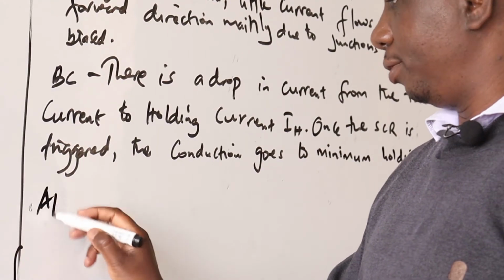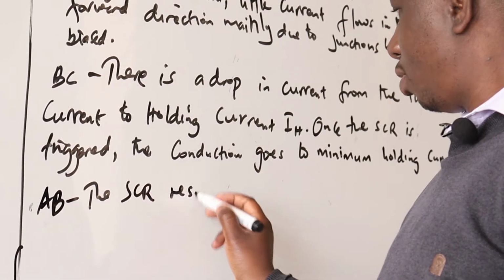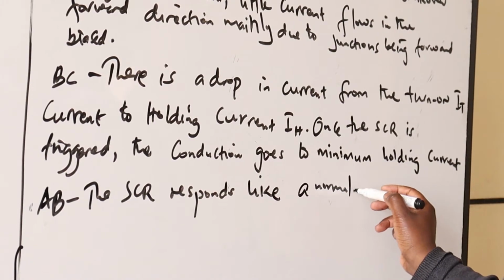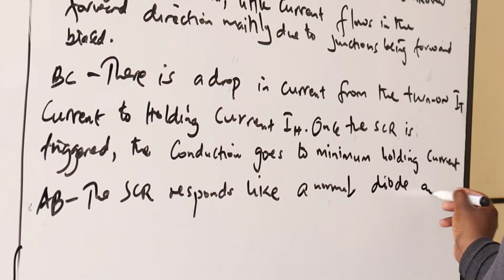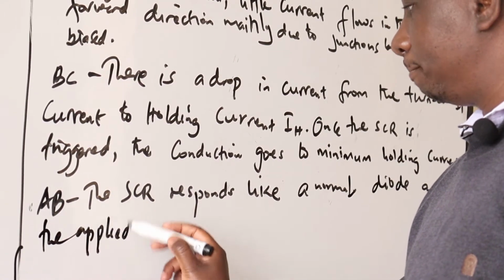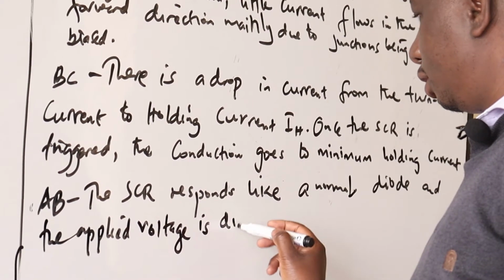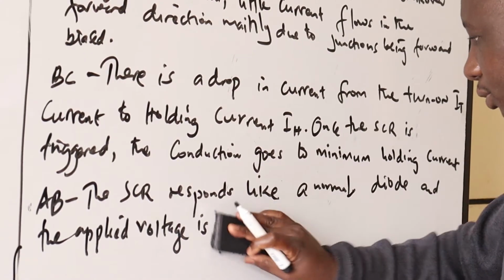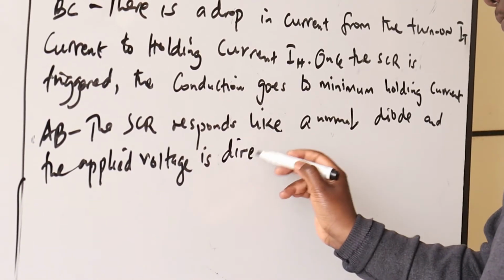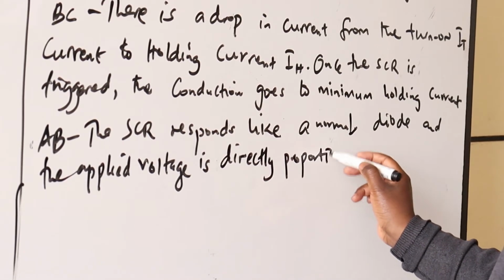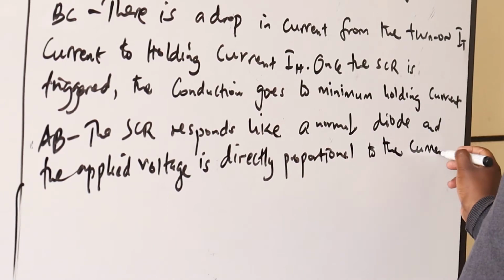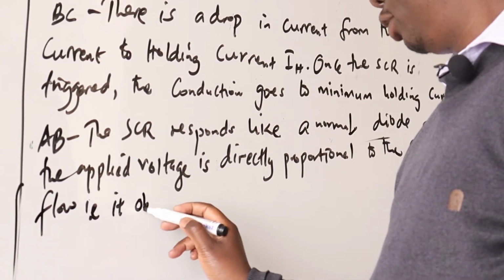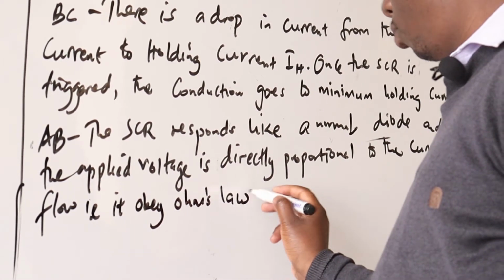Then point AB, the SCR responds like a normal diode, and the applied voltage is directly proportional to the current flow, i.e., it obeys Ohm's law.